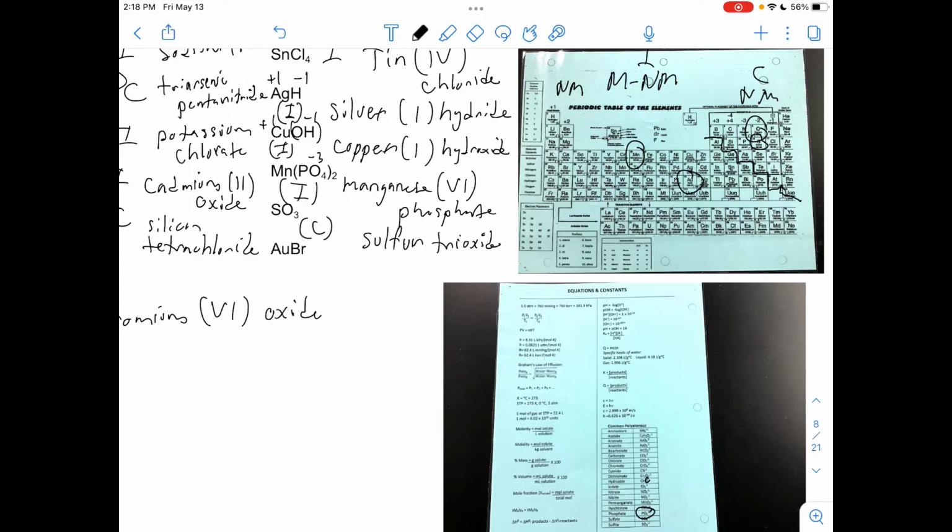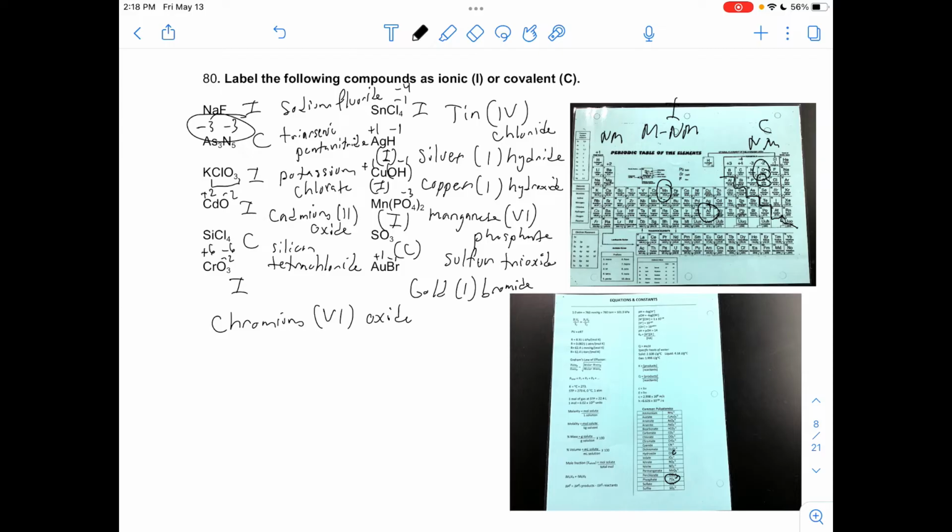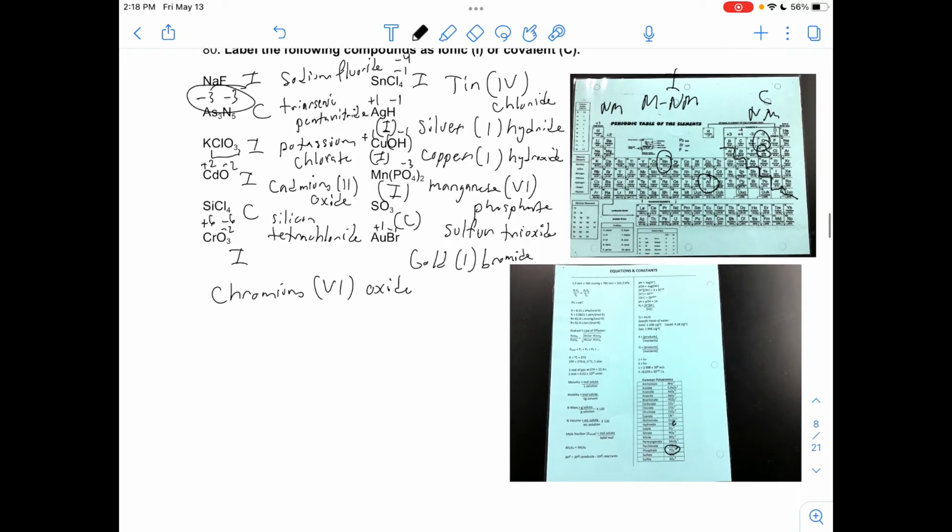Next, AuBr. Au is gold. It's a transition metal. We look at Br is a -1 charge. So gold is going to be 1. Gold 1 bromide. Okay, transition metal, so you need the Roman numeral. Alright, so that's how to name some of these compounds, and remember that transition metals, you need those Roman numerals.